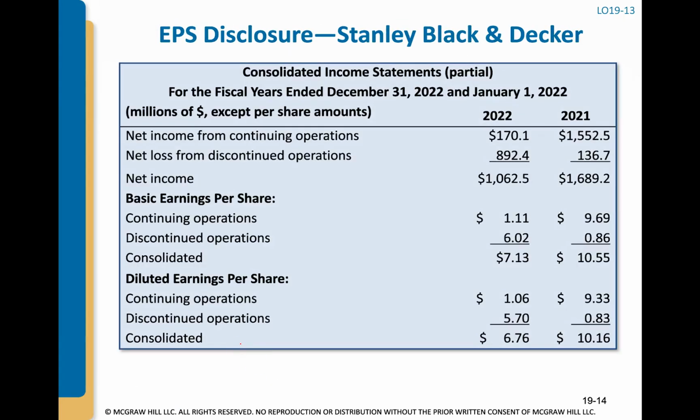This is just an example of Stanley Black & Decker from 2022, how they reported their earnings per share and their net income. And in those 2 years, they had losses. They had continuing operations and discontinued operations. So you can see that they reported net income from continuing operations and net losses from discontinued operations, which is pretty typical, and to get to the total for each of the years. And then they have their basic earnings per share and their diluted earnings per share. And again, they're broken out between their continuing operations and discontinued operations for each one of those categories and for each year presented on the financial statement.